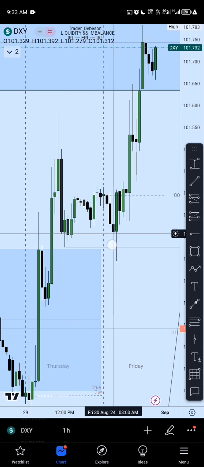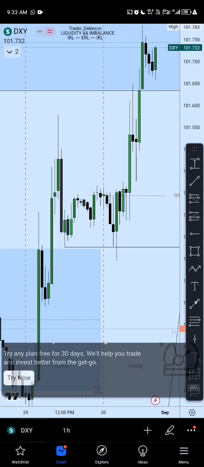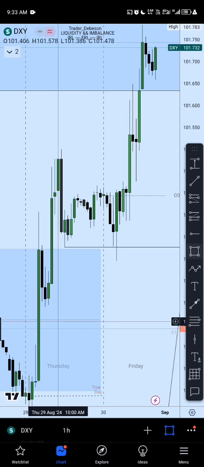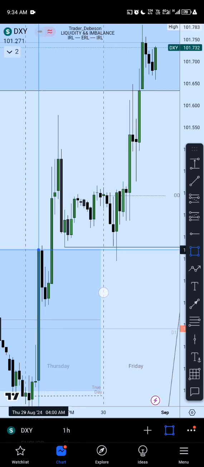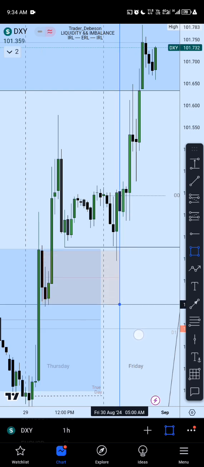So below that old low, what do we have? We have this order block. This is two consecutive down closes. That is a bigger, larger order block, OB.